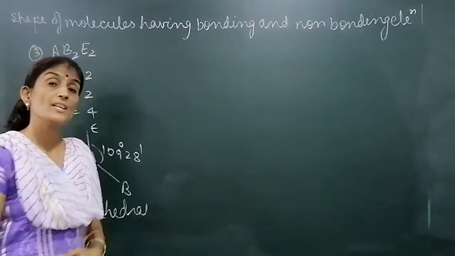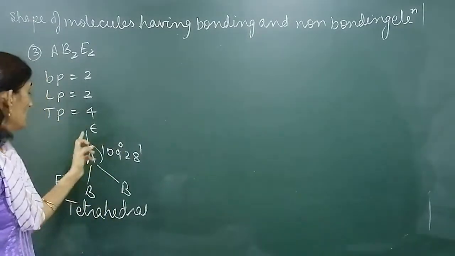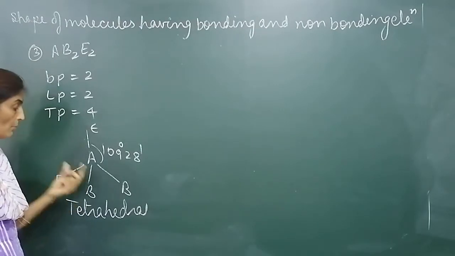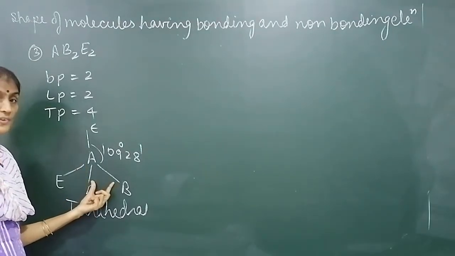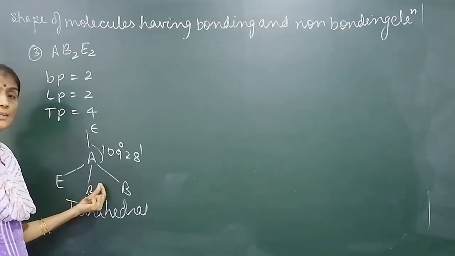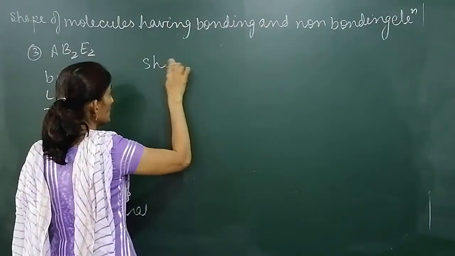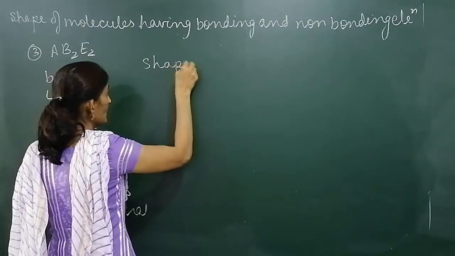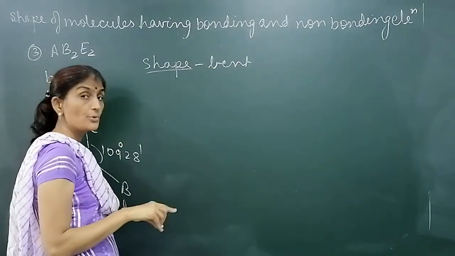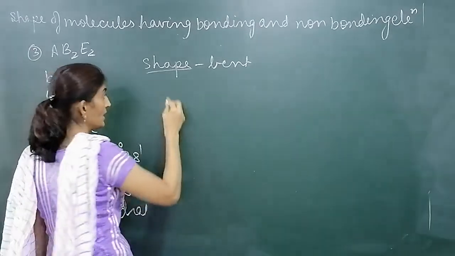Now there are two lone pairs present. Lone pair repulsion is maximum. So between these two lone pairs, the repulsion is maximum. Bond pair repulsion is minimum. So what will happen? These electron pairs come still closer to each other. Shape will become bent. Shape is bent. And bond angle still reduces from 109 degree 28 minutes to 104.5 degree.